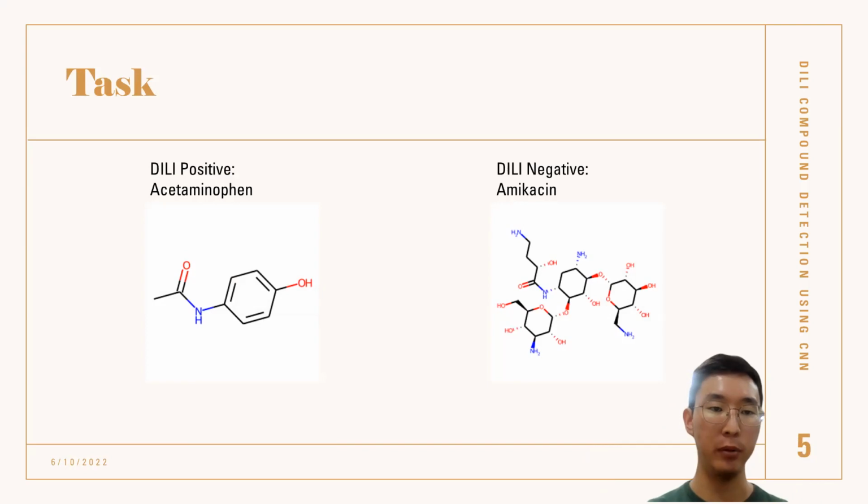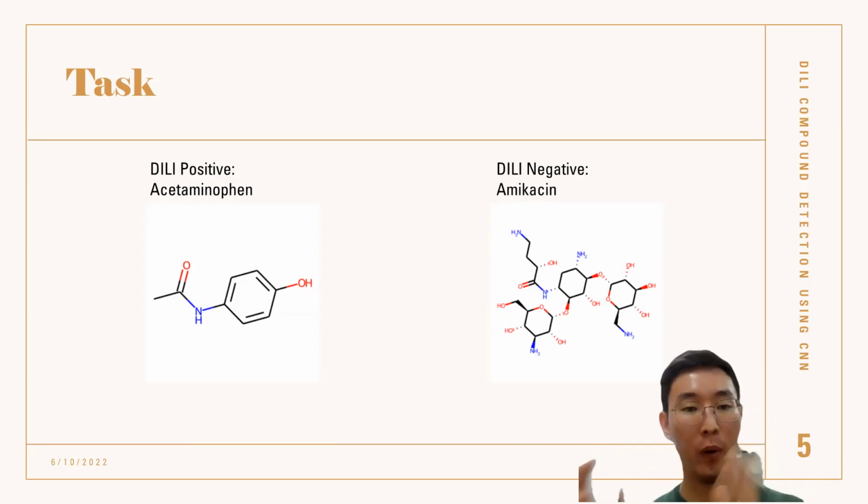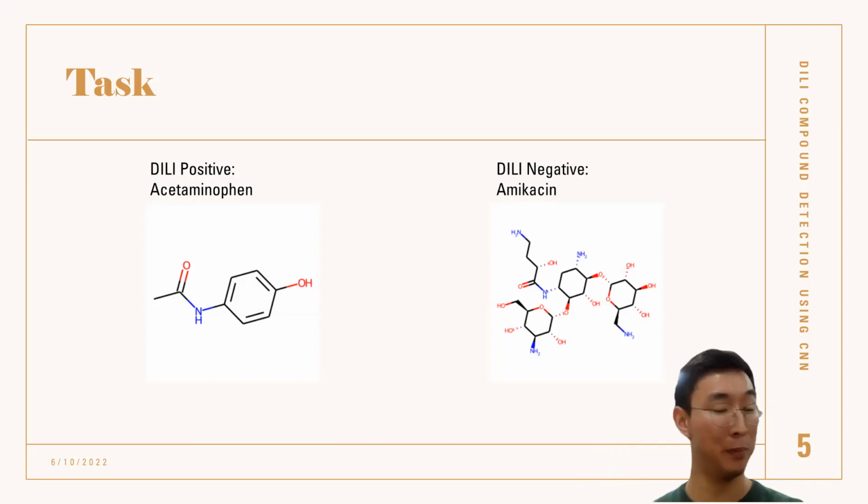So, for example, I would say DILI positive is acetaminophen, a very popular drug-induced liver injury compound, while amikacin is a bacterial drug which does not induce liver injury. So I would feed a picture like this into the convolutional neural network.